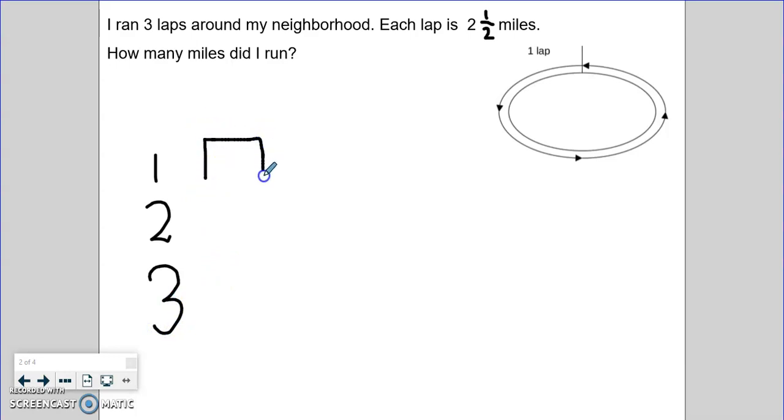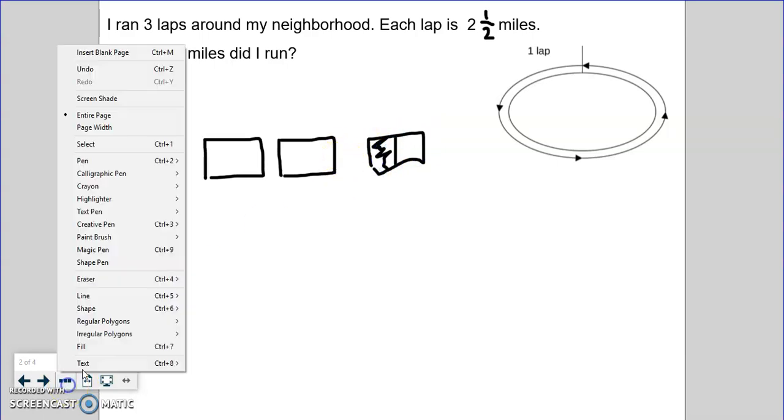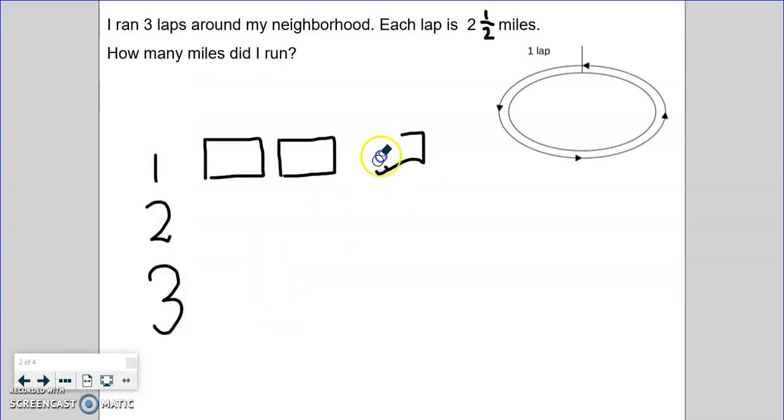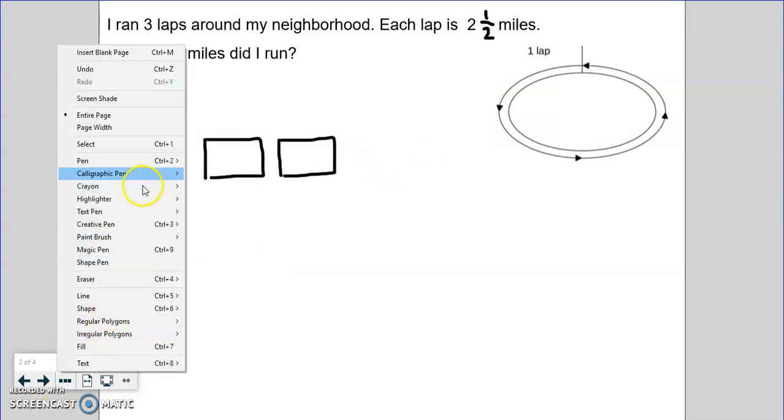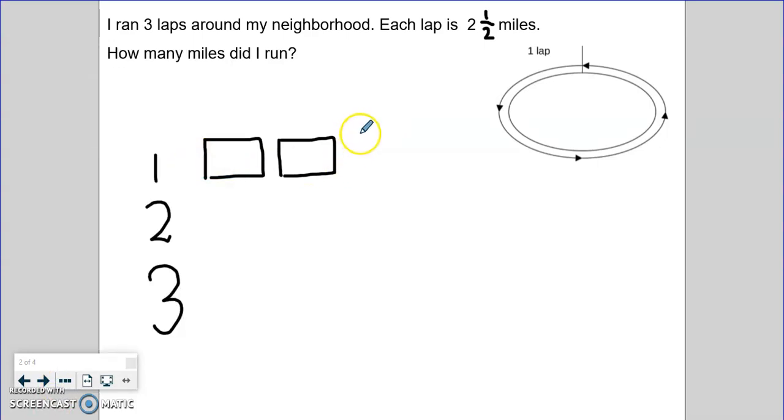So here is 1 mile. Here is 2 miles, and here's my half of a mile. So I'm only using half, right? I actually don't like that. I'm just gonna draw half a mile. I thought that might be a good idea, and now I'm thinking that one wasn't a great idea. So I'm just gonna erase that, and I'm going to do just like a half of this rectangle.